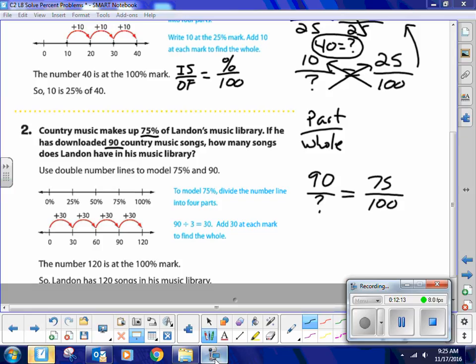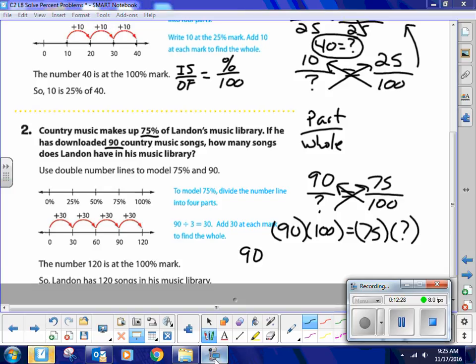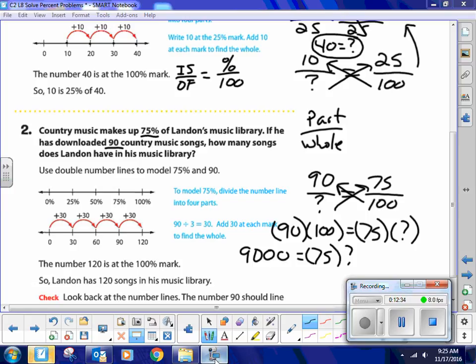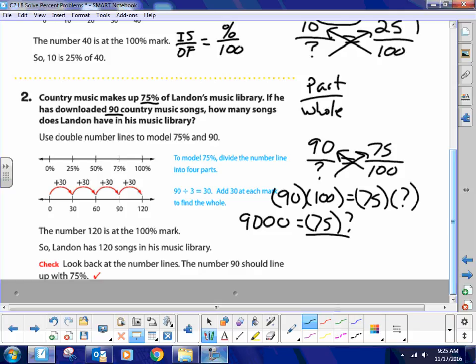So again, the question mark. Again, cross multiply. Okay, you've got 90 times 100 is equal to 75 times a question mark, whatever you want to call it. Okay, 90 times 100 is 9,000 is equal to 75 times question mark. All right, now all we have to do is divide by 75 on each side. Do the work down here.